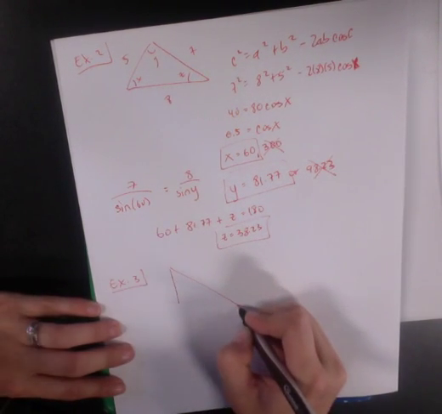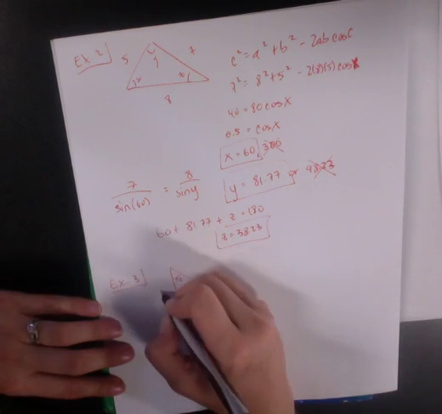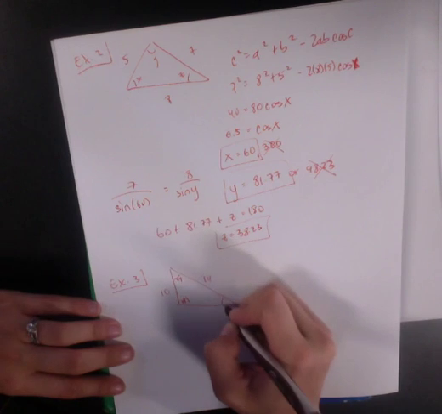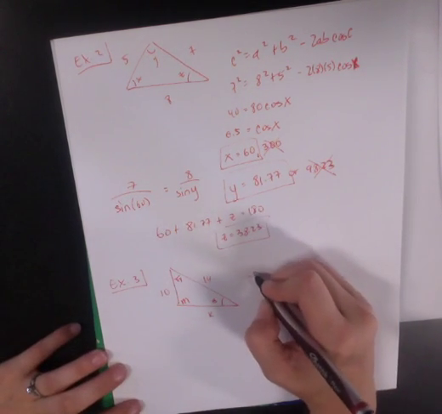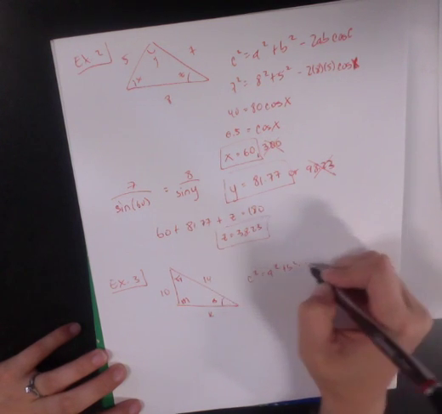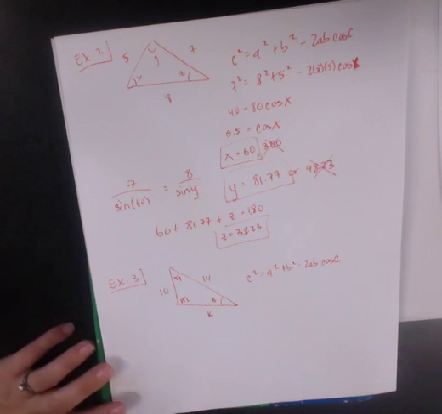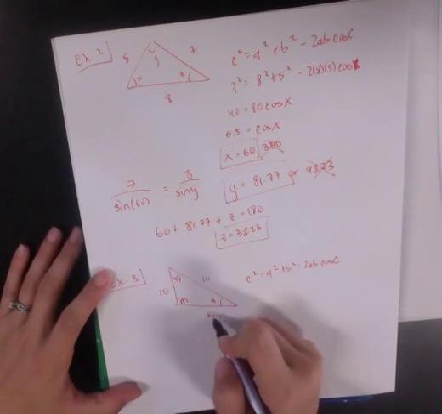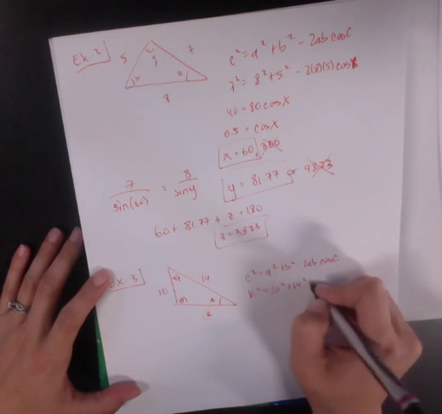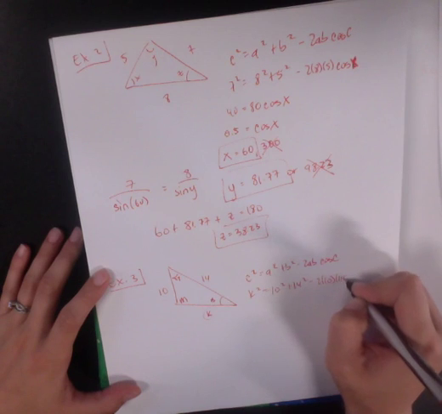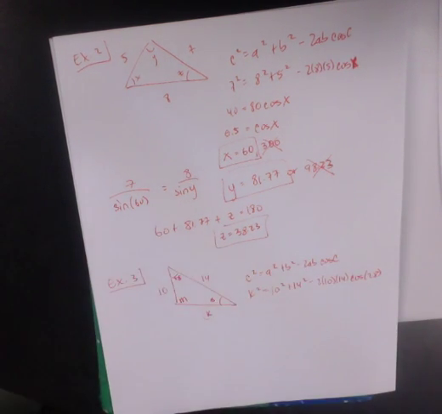Okay, let's say we have this triangle. This is M, 28, 10, 14, B, and K. Again, c squared is a squared plus b squared minus 2ab cosine of C. I want to look for K. K squared is 10 squared plus 14 squared minus 2 times 10 times 14 cosine of 28. That's a 28.